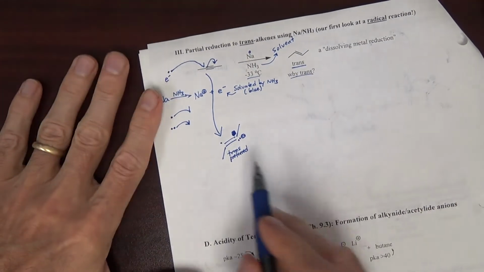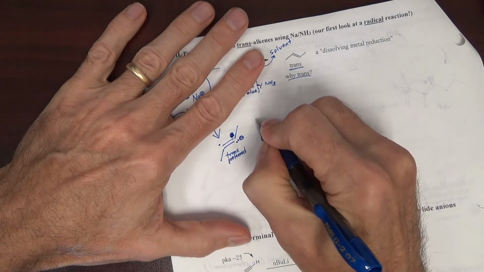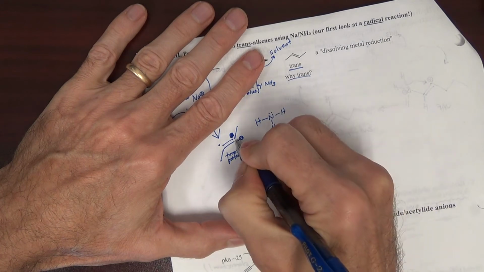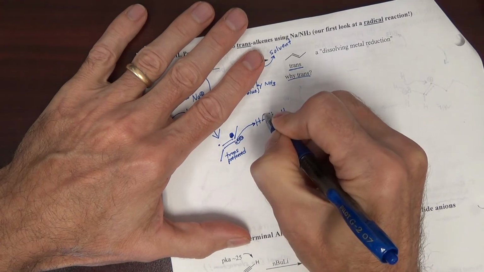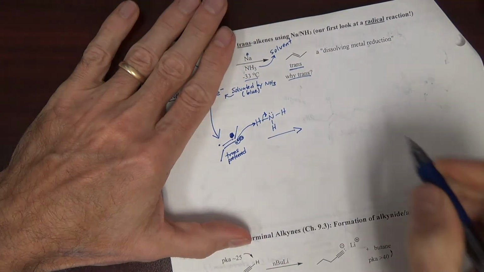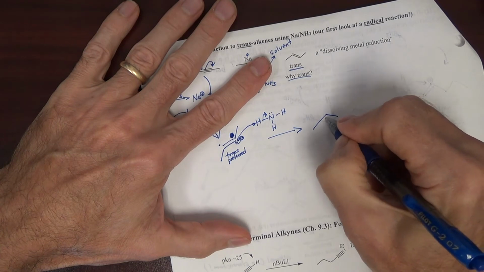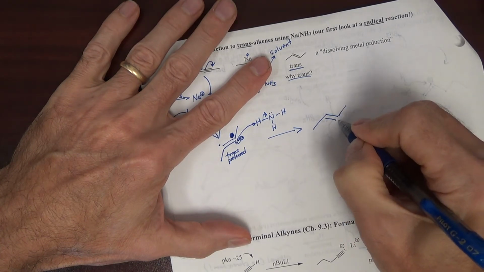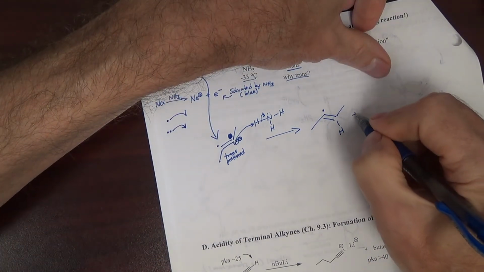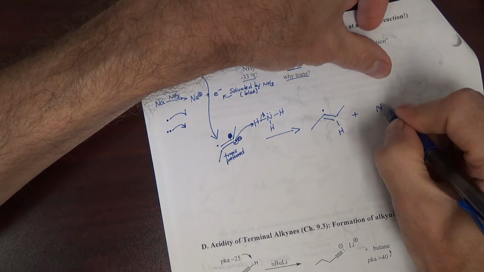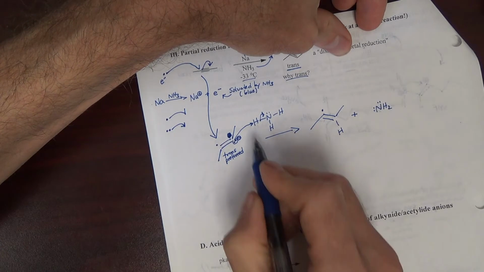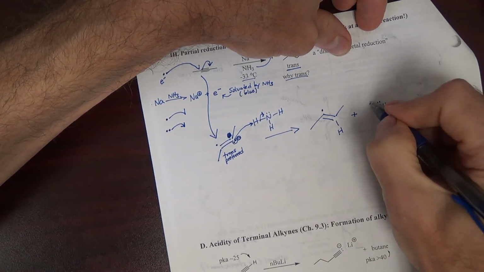Where does it get an H from? The only place it can get it from is ammonia. And so we have a case where ammonia serves as an acid. And we have a new H here, still an electron there, plus, what did we just make here? NH2 with two lone pairs, and that's a minus.